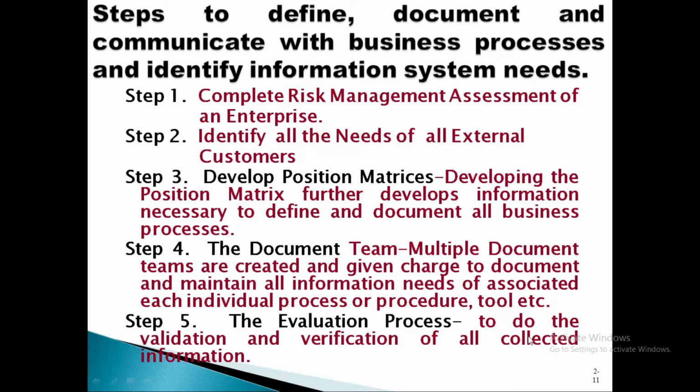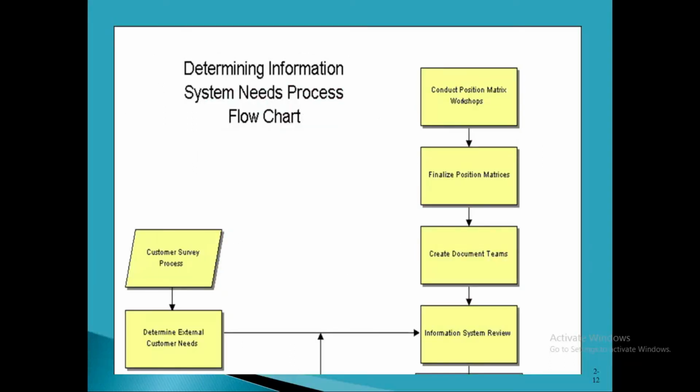Now the evaluation process, which is step 5, is very important because here we need to verify and validate all the information which has been collected by all these document teams, because wrong information is not allowed. Now let's see the flowchart quite quickly. Determining information system needs process flowchart. We have given a flowchart to make it easy for you to understand, learn and draw it easily in the examination.